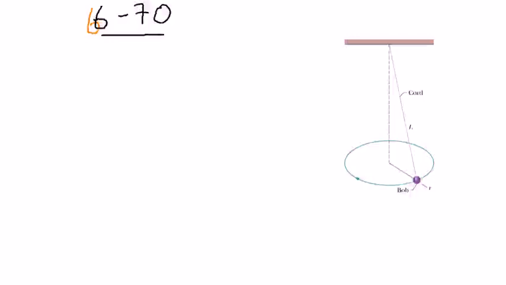Hey class, so number 70 here was another problem people were asking about, so I thought I would make a small video for you guys. What we have here is this bob swinging around, and we're given in the problem statement what L is equal to. So L is given to us. We're also given the radius of rotation down here, so we can call that R. That's also given to us in the problem statement.